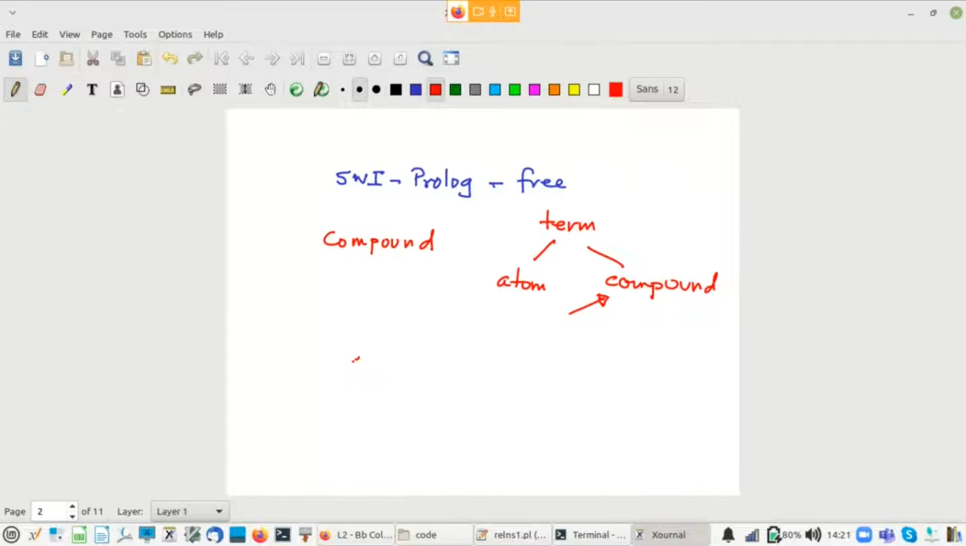Compound starts with something we call a functor, which must start with a small letter. It's a constant, an atom. Then there are arguments here. Let's write them like this with angular brackets. This is a sequence of arguments separated by commas, and each argument in turn is a term. So it's recursively defined. A term is an atom or a compound, and each compound must have a functor with arguments, where each argument in turn is also a term. Which means you can nest it to any level.